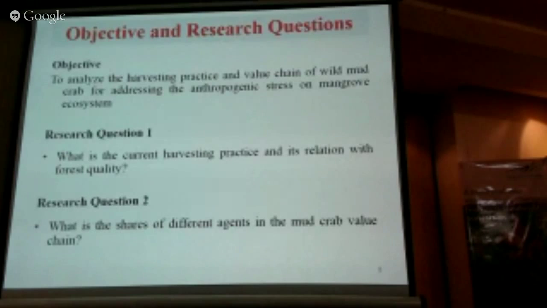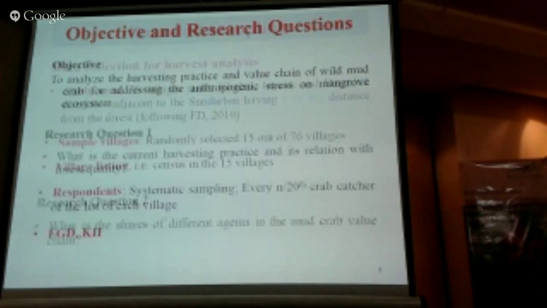So the objective of this study is to analyze the harvesting practice and value chain of wild mud crab for addressing the anthropogenic stress on the mangrove ecosystem. Accordingly, we fixed two research questions for this study. The first one is, what is the current harvesting practice, and what is its relation to forest quality? And the second one is, what are the shares of different agents in the value chain of that mud crab? We will come to these two research questions throughout the whole presentation today.